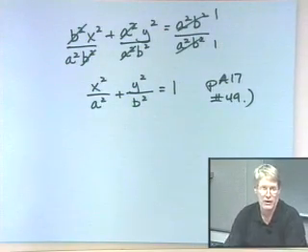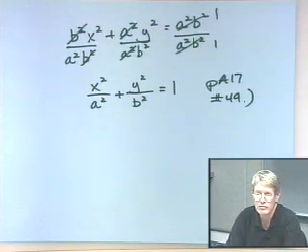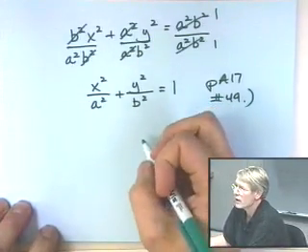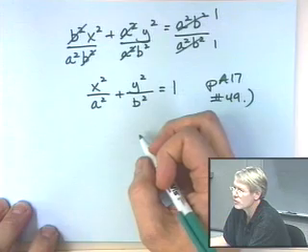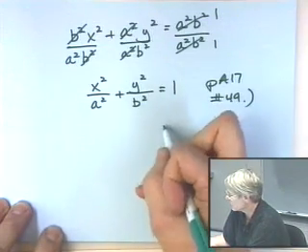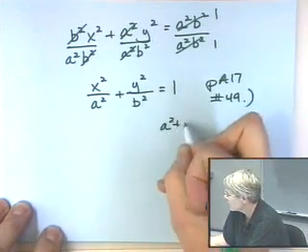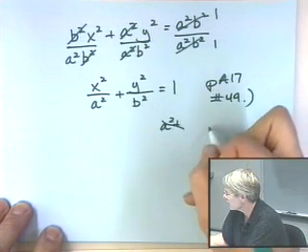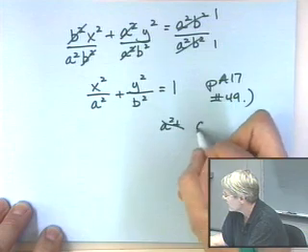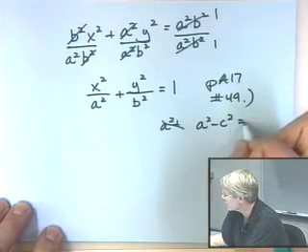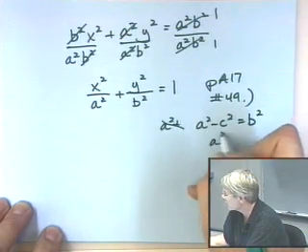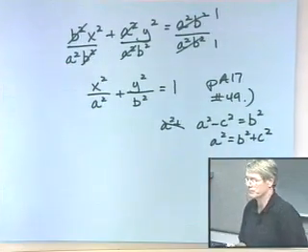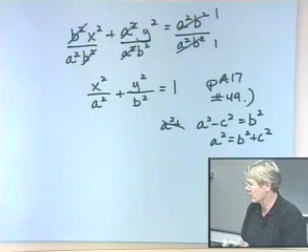So does that look like an ellipse? That looks like an ellipse. Now, what was the substitution we made? For a squared minus c squared, I put in b squared, right? A squared minus c squared, I put in b squared. So a squared is really b squared plus c squared. Now, back to my diagram.